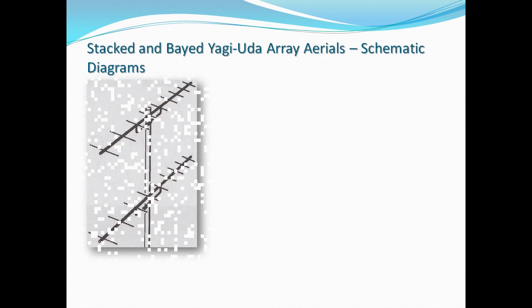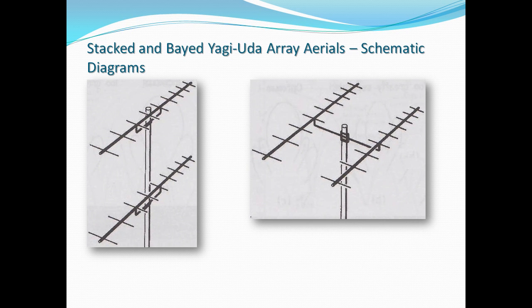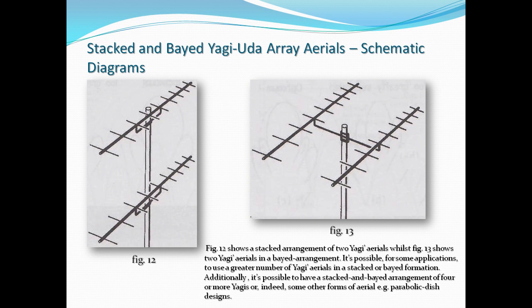Stacked and bayed Yagi-Uda array aerials schematic diagrams. Figure 12 shows a stacked arrangement of 2 Yagi aerials, whilst Figure 13 shows 2 Yagi aerials in a bayed arrangement. It's possible for some applications to use a greater number of Yagi aerials in a stacked or bayed formation. Additionally, it's possible to have a stacked and bayed arrangement of 4 or more Yagi aerials, or indeed some other forms of aerial, for example parabolic dish designs.